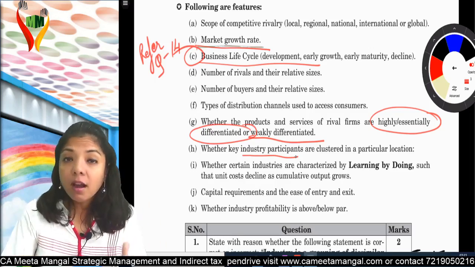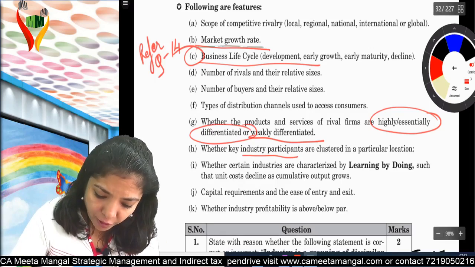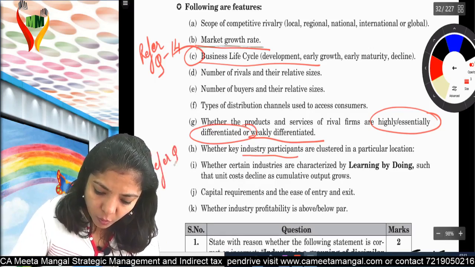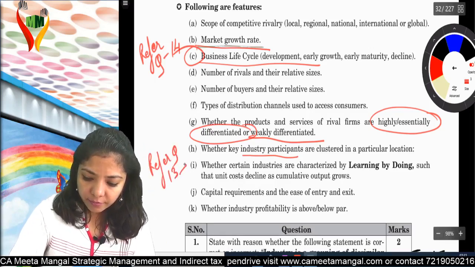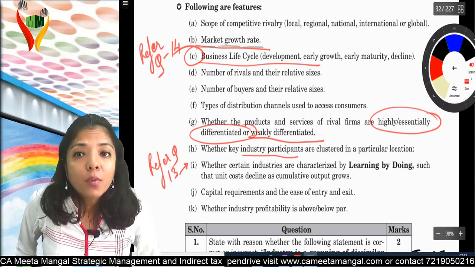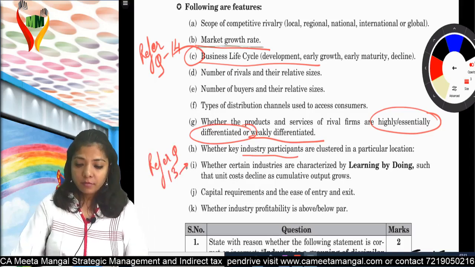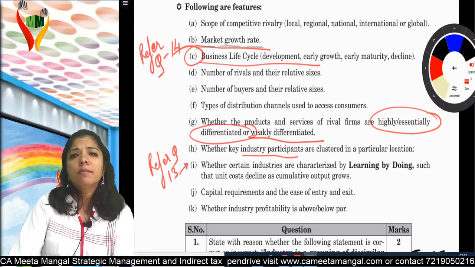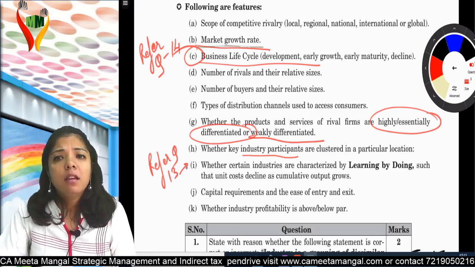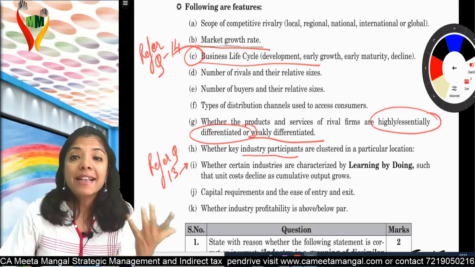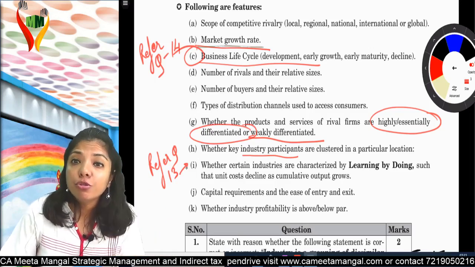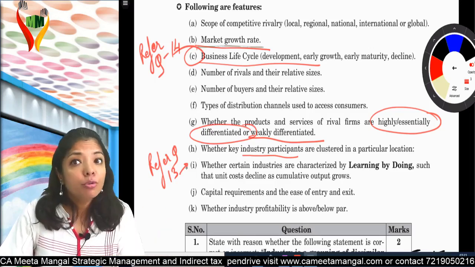Next, learning by doing. Just write refer question 13. Learning by doing. Again, for just a simple knowledge, what is learning by doing? Learning by doing means what? Experience curve. The more you do, the more you learn.